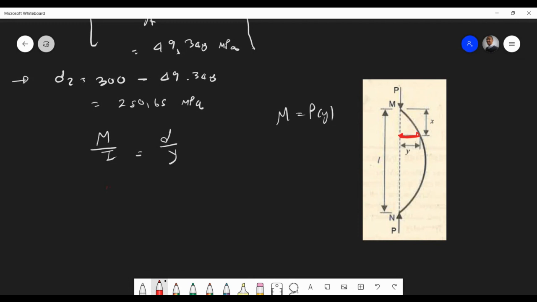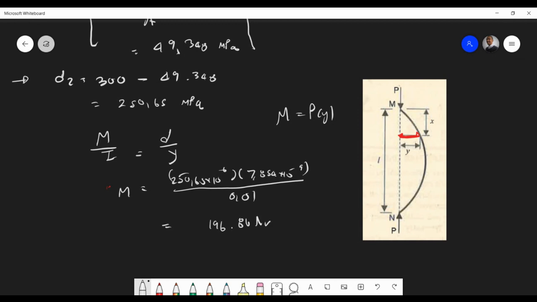Just be aware, again, just before the yield. Then what happens now? We're looking for M. We've got the stress now, before the yields. The I section we have as well, that's 7,854 times 10 to the negative 9, and you're dividing it by Y, which is 0.01. Obviously, that's your maximum neutral axis, and you'll find that you get a bending moment of 196.96.